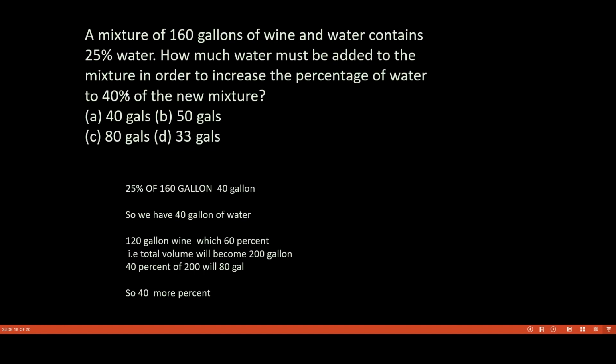So this is a mixing of liquids type of question. Let's see this. It is given a mixture of 160 gallons of wine and water contains 25% water. How much water has to be added to the mixture in order to increase the percentage of water to 40% of the new mixture? So you can see there is 160 gallons of mixture and it contains 25% water. So that means 1 by 4th is water.